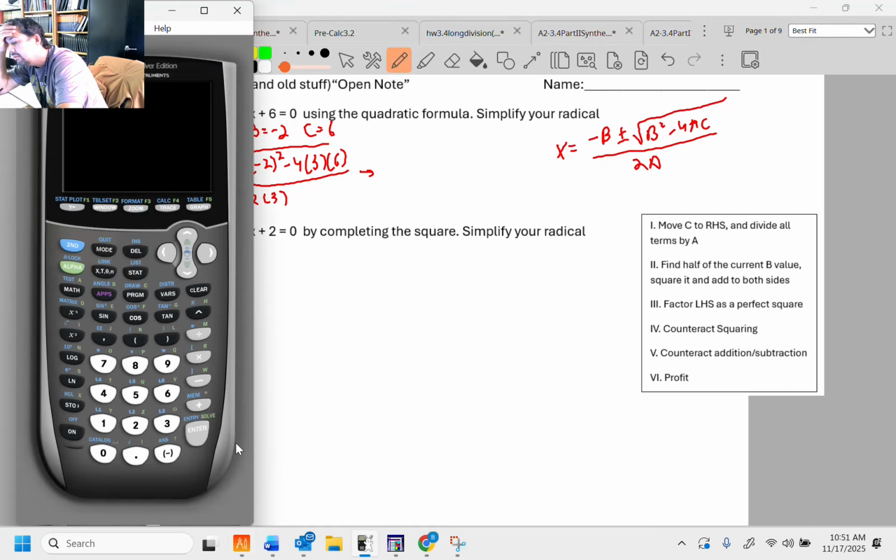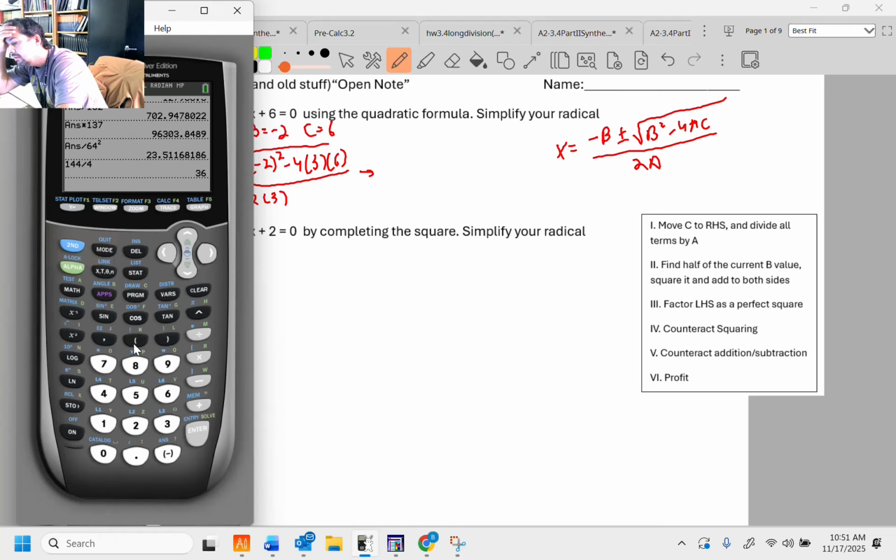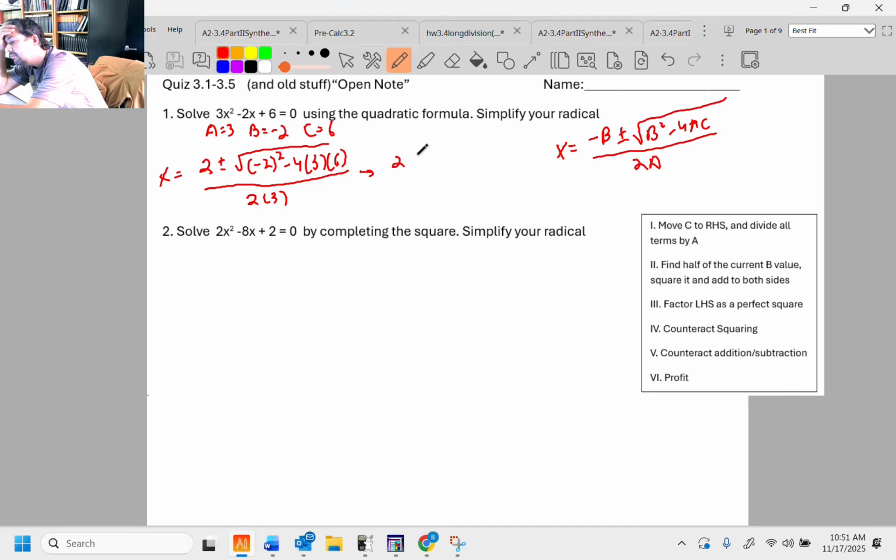And let's figure out what's inside that radical. Let's assume that I don't know how to do math in my head. So inside that radical is -2 squared minus 4 times 3. Notice I'm not typing the square root symbol in. Times 6 is -68. So I have 2 plus or minus the root of -68, both pieces over 6 because 2 times 3 is 6.